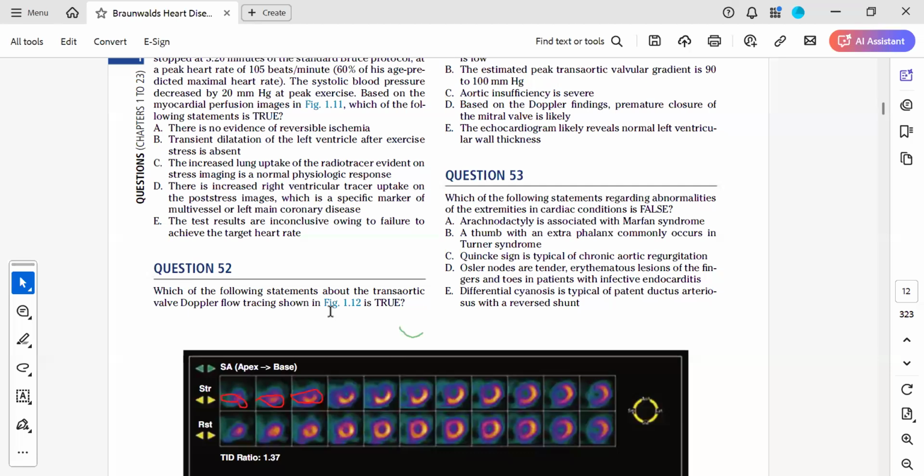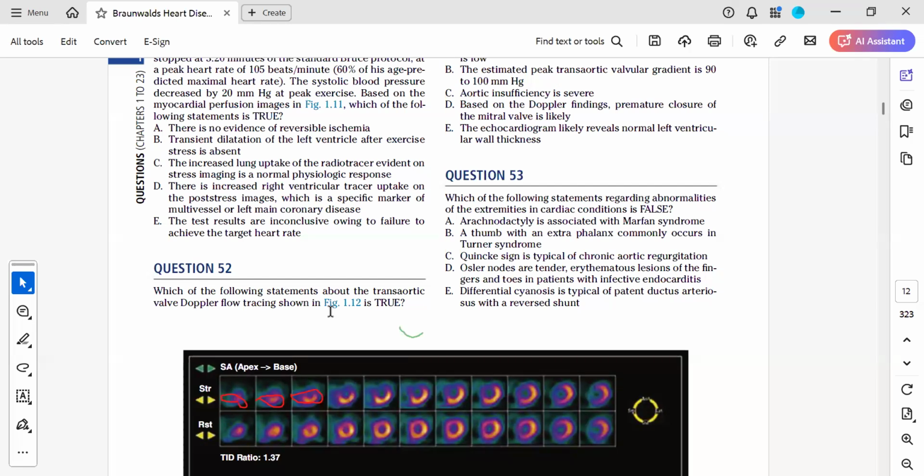C, the increased lung uptake of the radiotracer evident on stress imaging is a normal physiologic response. This is false because it's as a result of the increased pulmonary venous pressure. That's why there's increased uptake. So it's a pathological process, not physiological.